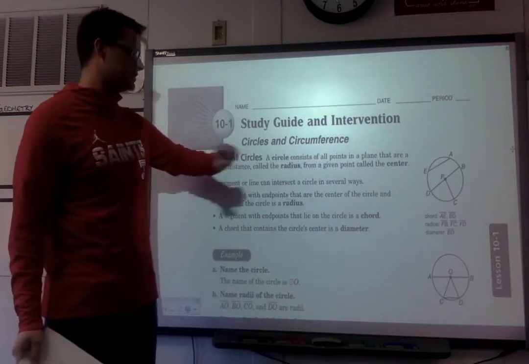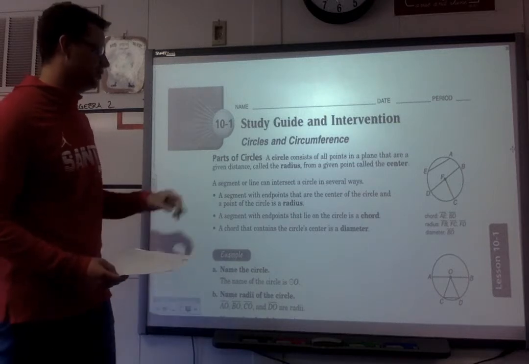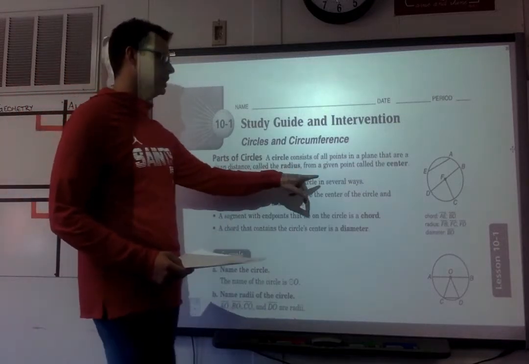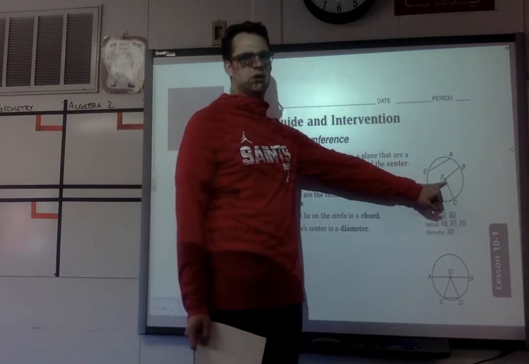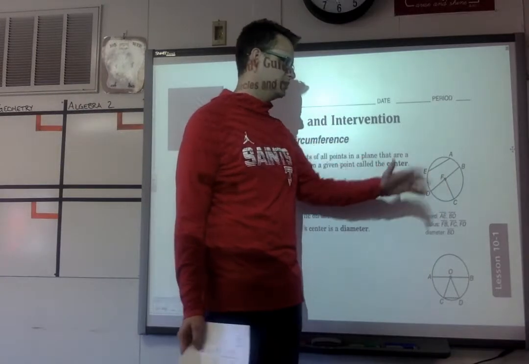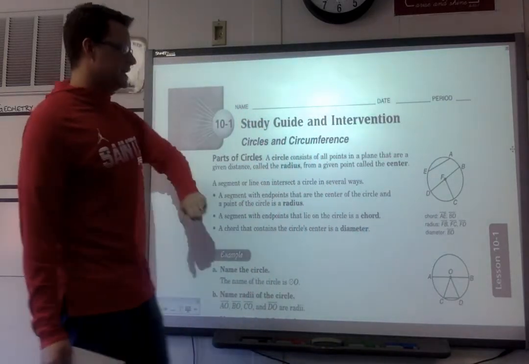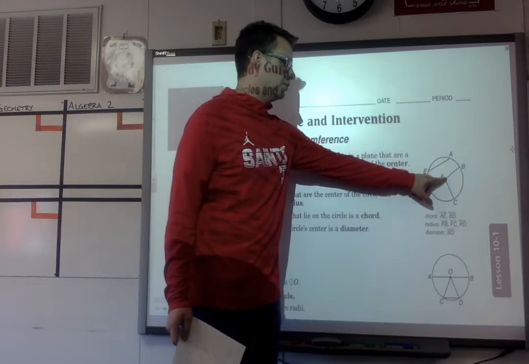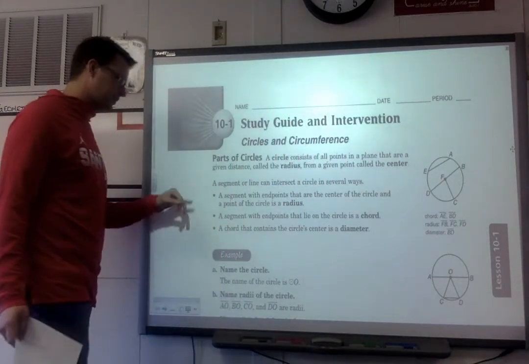A circle consists of all points in a plane that are a given distance called the radius from a given point called the center. So we always have the center of a circle, which is a point named by an uppercase letter, just like any point. And then the radius goes from that point to any point on the outside of the circle.